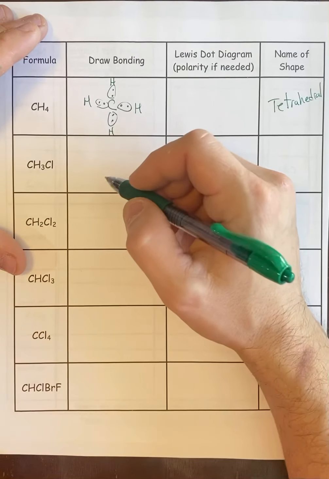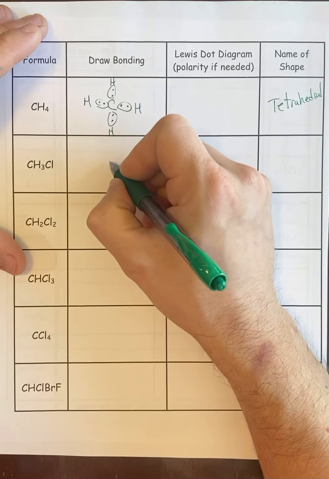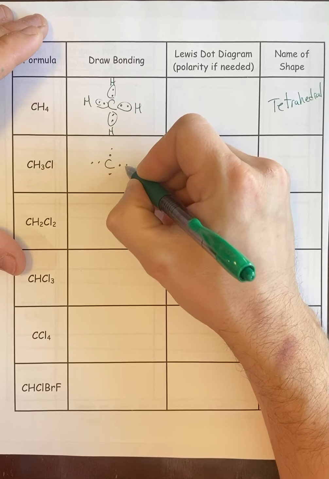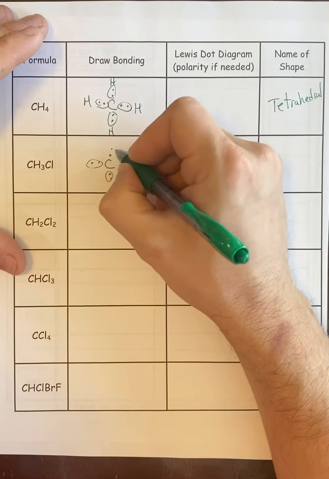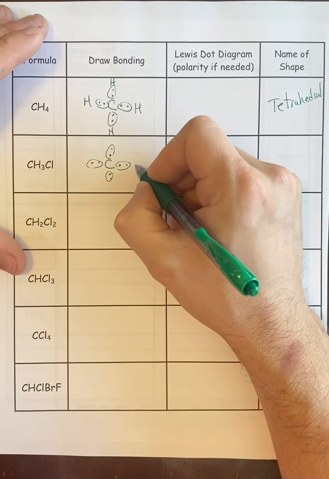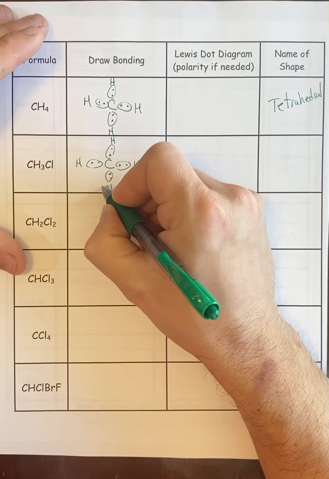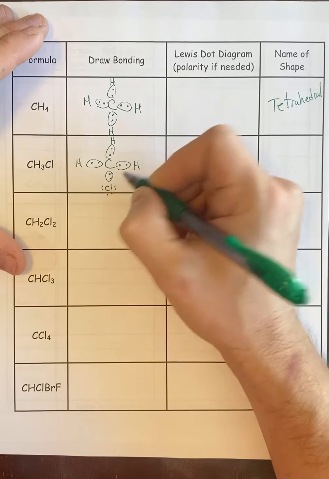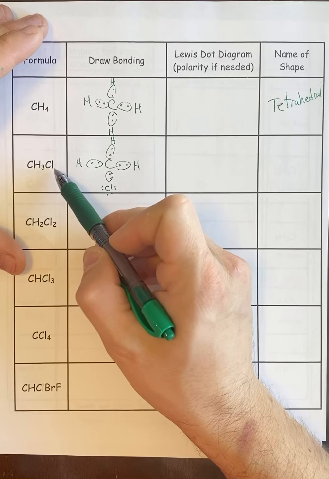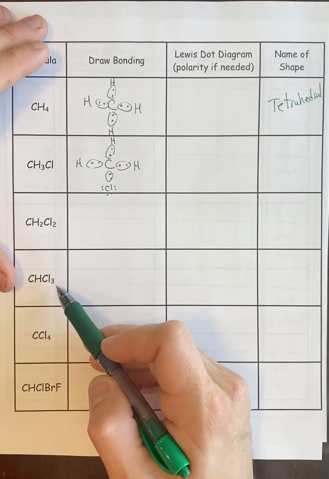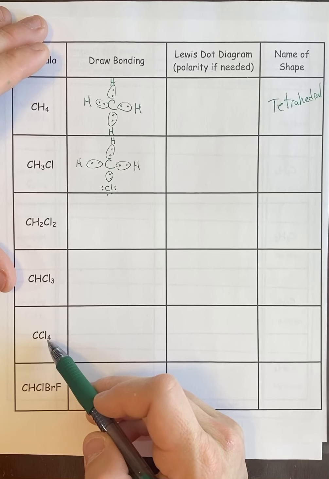And then for the next one, you're basically going to do the exact same thing. It's still going to make 4 bonds, but one of them, it doesn't matter which one, it's going to be a chlorine. So I lost an H, I gained a chlorine. Here I lose another H, I gain another chlorine. Lose another H, gain another chlorine. Lose the final H, gain another chlorine.